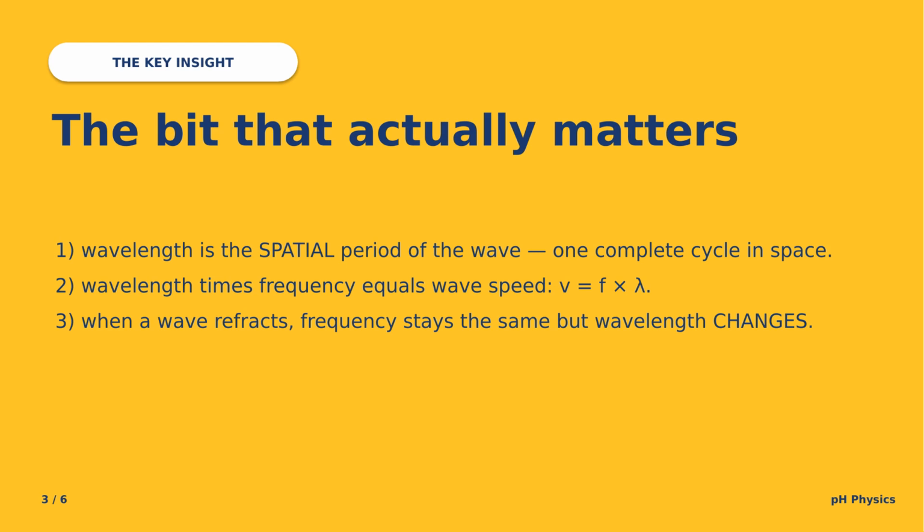Three things. 1. Wavelength is the spatial period of the wave, one complete cycle in space. 2. Wavelength times frequency equals wave speed, v equals f times lambda. 3. When a wave refracts, frequency stays the same, but wavelength changes.